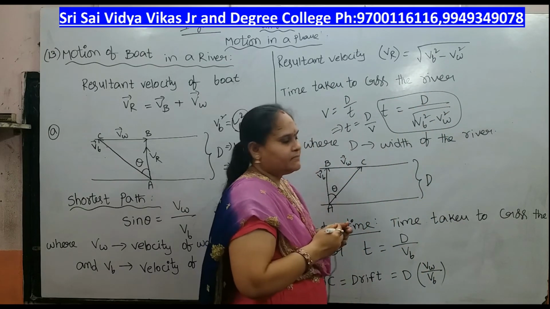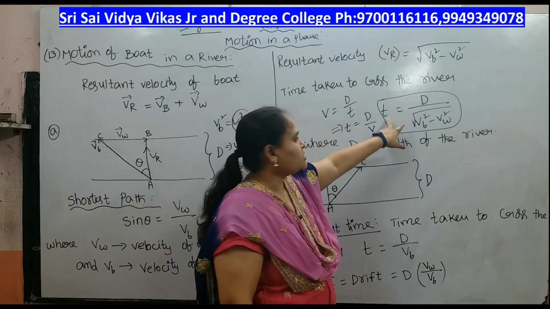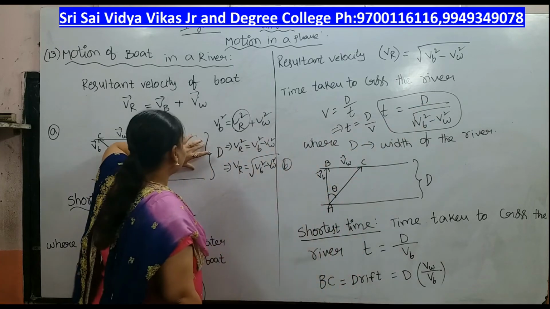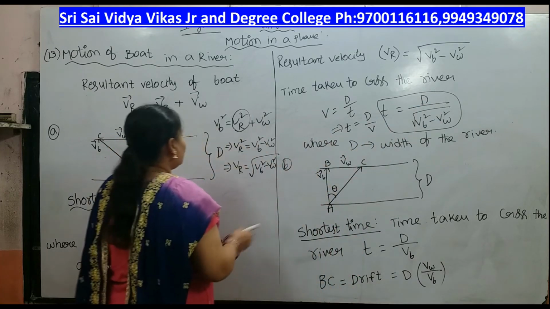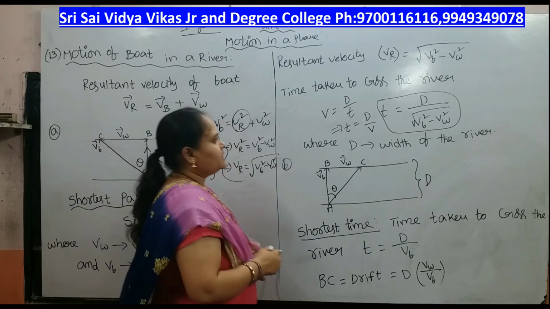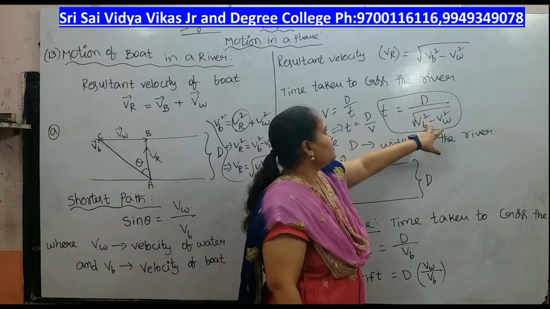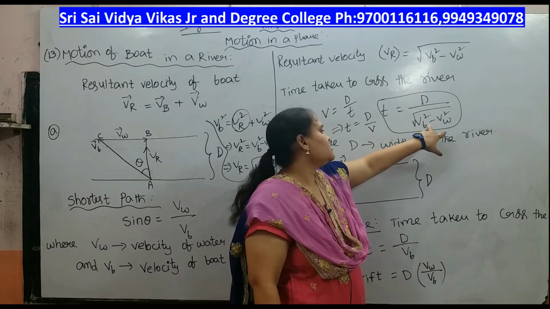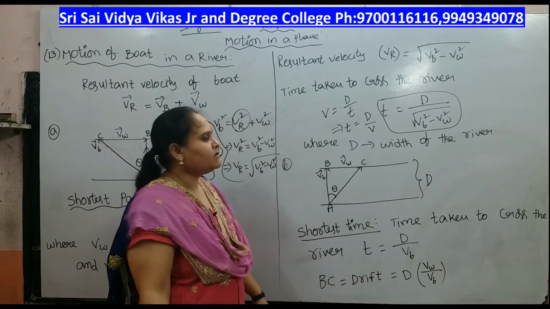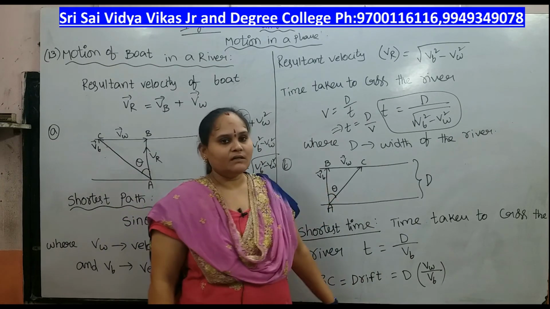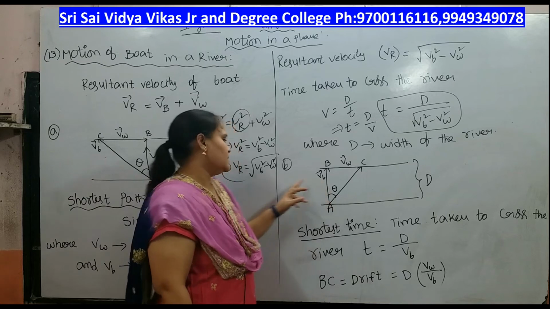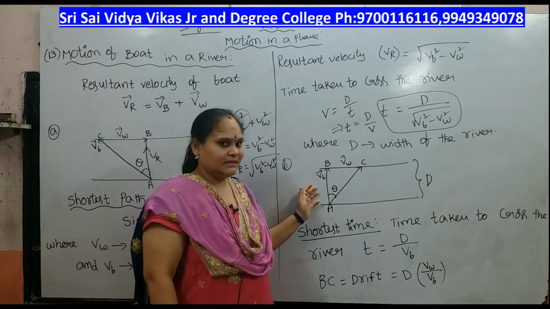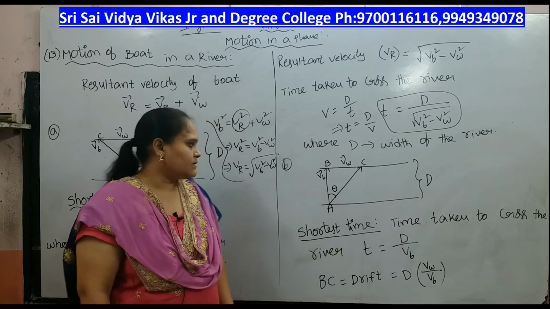We want time. So the time taken to cross the river, T, will be equal to displacement, which is the width of the river D, divided by velocity. V is the resultant velocity, the square root of V_B square minus V_W square. So D is the width of the river. Next, we can change the position. Here the diagram is taken like this and here like this. We can now calculate the shortest time.